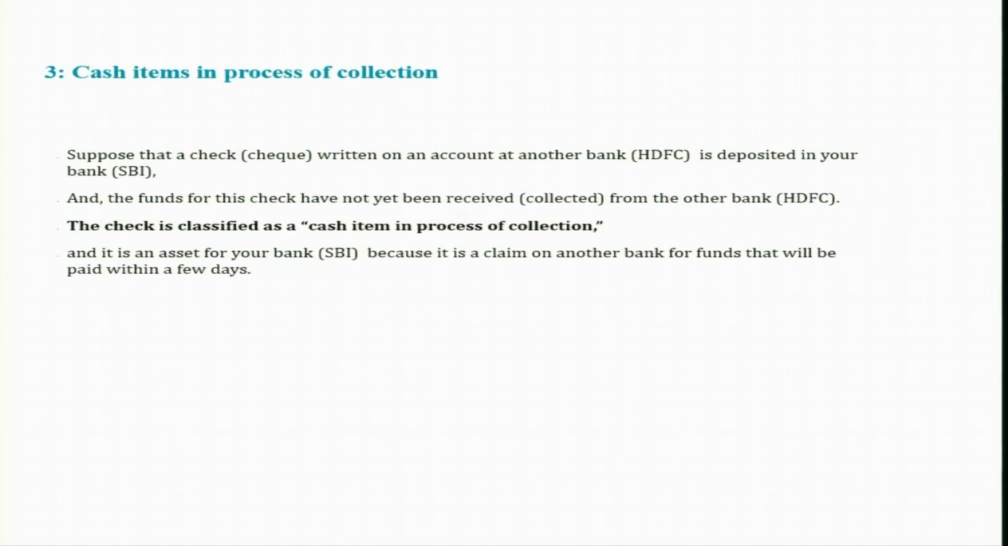So let's now move to the third component. This is called cash items in process of collection. We can explain this component using an example. Suppose that a check written on an account with another bank is deposited in your bank. Suppose you are holding an account with the SBI and you got a check issued by a person having an account with the HDFC bank. What is going to happen? The funds for this check have not yet been collected from the other bank.